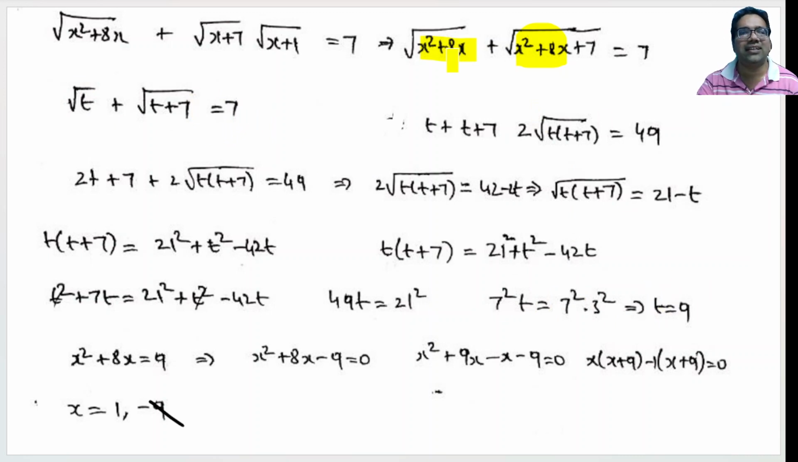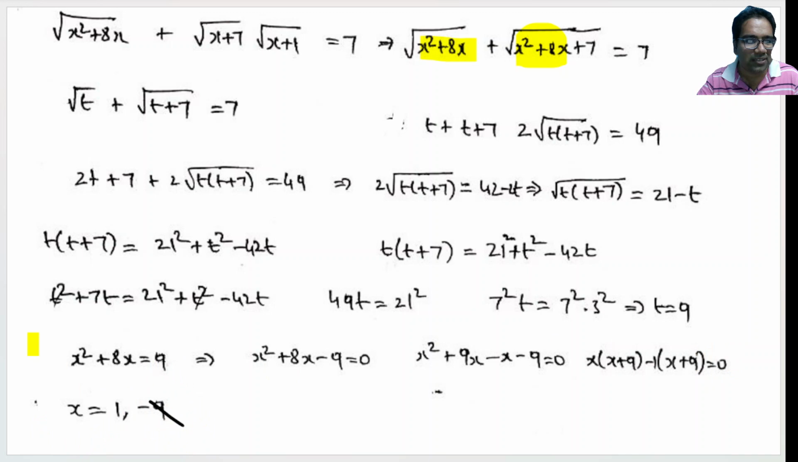Now, what is our t? t is x square plus 8x. So x square plus 8x equals 9. Originally our goal is to find x, not t. So x square plus 8x minus 9 equals 0. That is x square plus 9x minus x minus 9 equals 0. So that means x into x plus 9 minus 1 into x plus 9 equals 0. x equals 1 or minus 9.